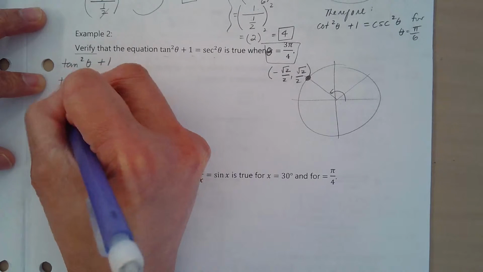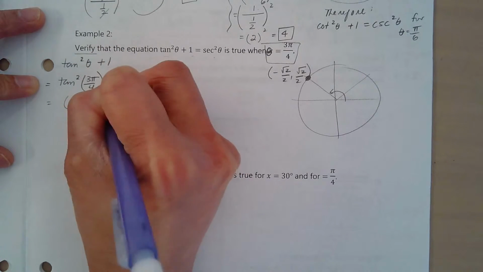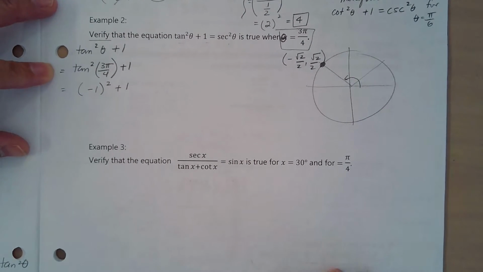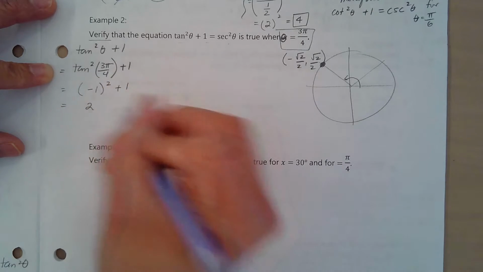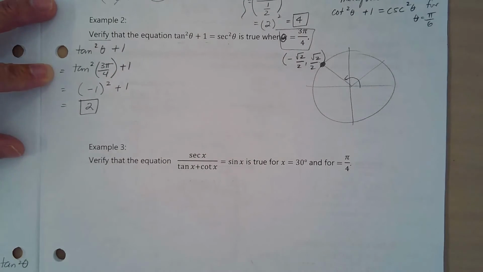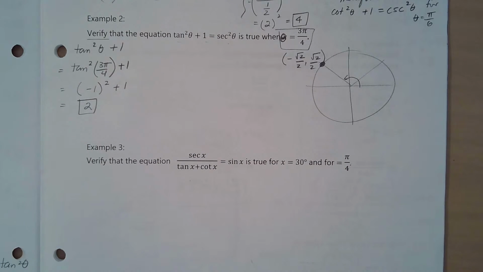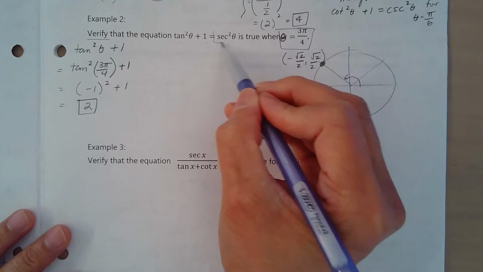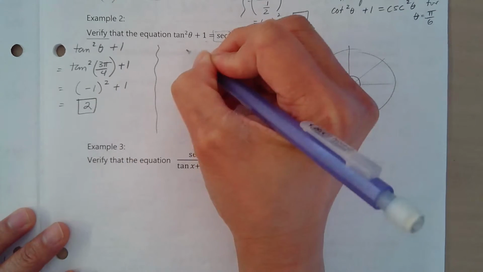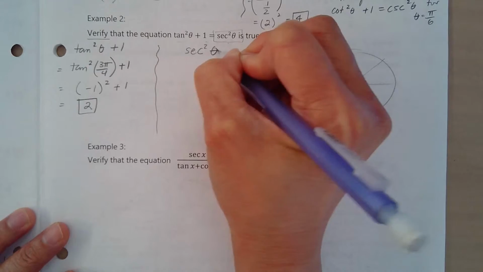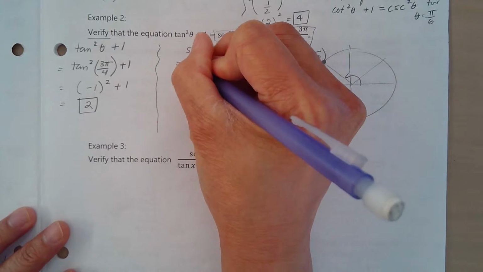So this is going to be really negative 1 squared plus 1. And that's going to give us 1 squared is 1 plus 1 is 2. So that value boils down to 2. Now what about secant square theta? Secant square theta, we're going to replace theta with 3 pi by 4.